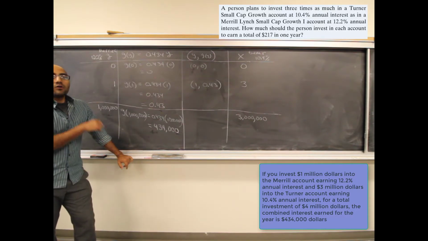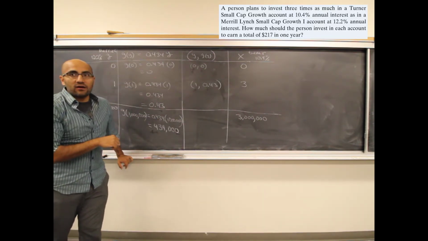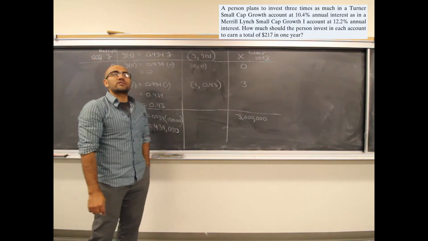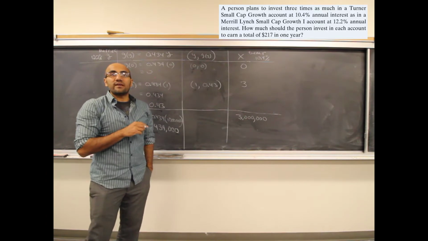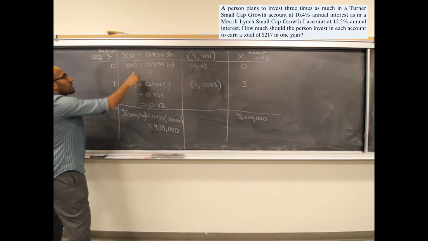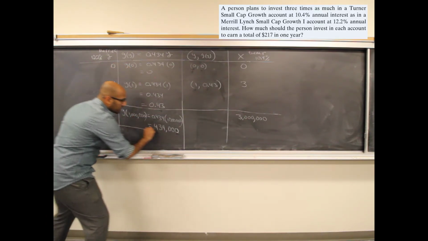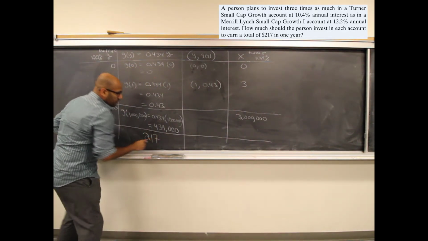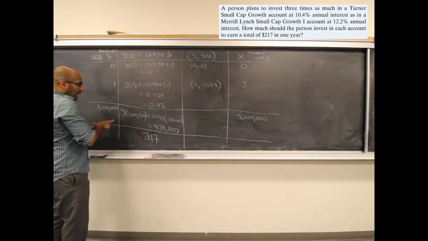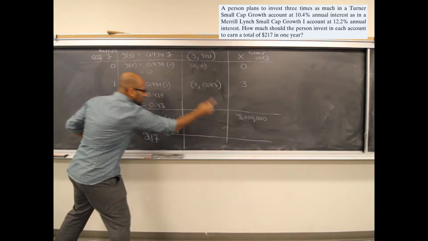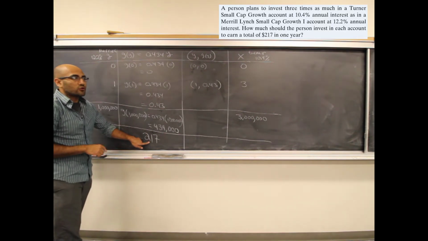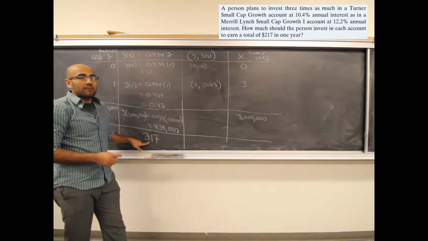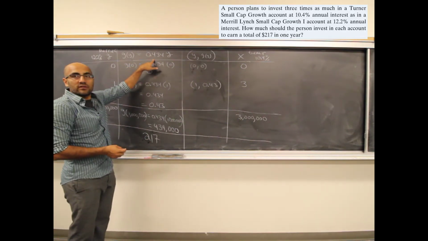Right? Okay, so back to this question now. This question said, how much should you invest for your total interest earned to be $217? Okay, so we want to figure out this. We want an answer of $217. We want this to be the answer. So how much should we invest into each of these 2 accounts in order for your total interest earned to be $217? Okay, so obviously we have to set it equal to this.